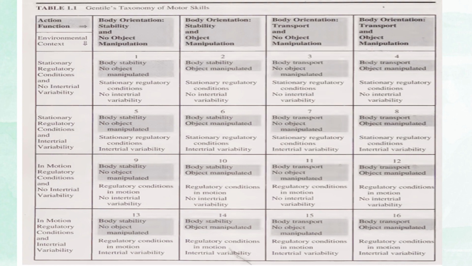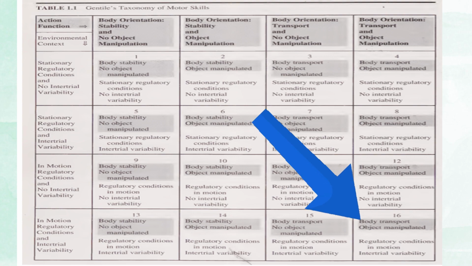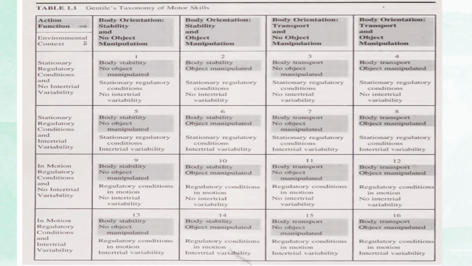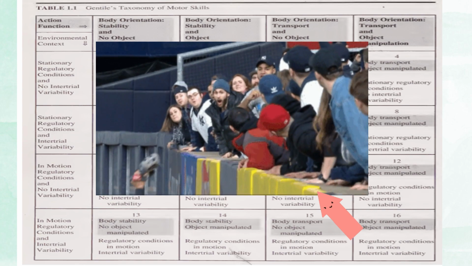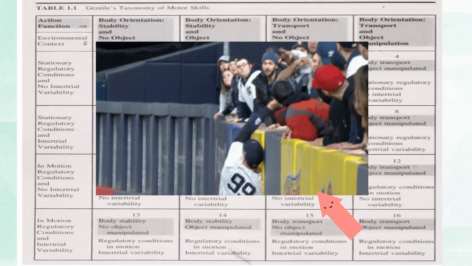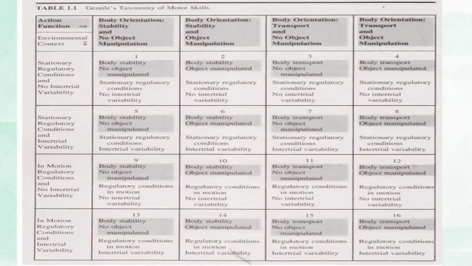Complexity of skills increases systematically through box 16 of this table, which is the category of the most complex skills. For these skills, the regulatory conditions are in motion and change from one performance to another. The person is manipulating an object and the person is moving. Many sports skills fall into this category. One example is running to catch a hit ball in baseball. Skills in this category are comparable to those at the extreme open skills end of the closed or open skills continuum.